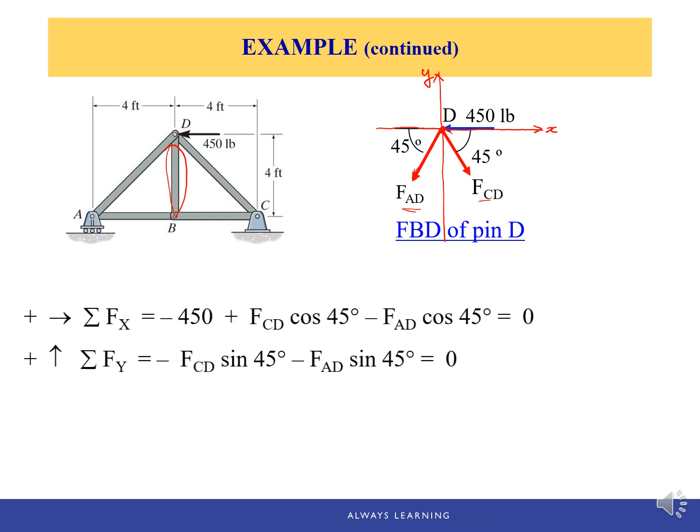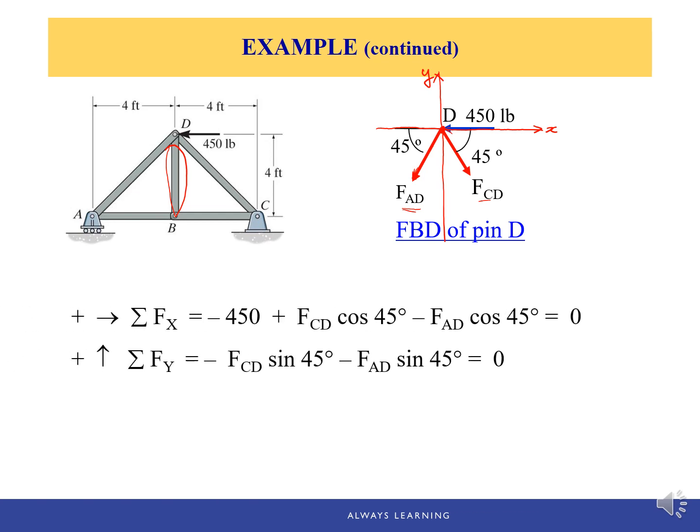So with the two equilibrium equations, one in the x direction, one in the y direction, we can solve two unknowns, FCD and FAD. And in solving simple truss problems, we all know that those truss members are two force members. The direction of the force must be along the direction of the member. So for example, FAD must be in a 45 degree with the x-axis. Same for FCD, must be in this direction.